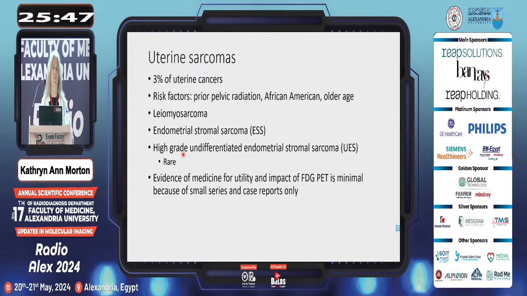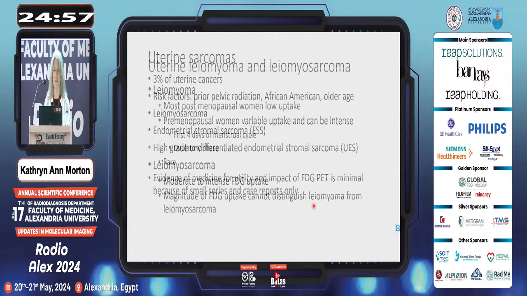Uterine sarcomas are a fairly uncommon cause of uterine cancer. Risk factors include prior pelvic radiation, African American women, or older patients. They consist of a variety of tumors: leiomyosarcomas, endometrial stromal sarcomas, and high-grade undifferentiated endometrial stromal sarcomas, which are actually quite rare. The evidence and utility of PET in uterine sarcomas is questionable, primarily because there are small series and case reports and not a lot of large series showing the value of PET. So it's predominantly because of lack of published evidence in the literature.